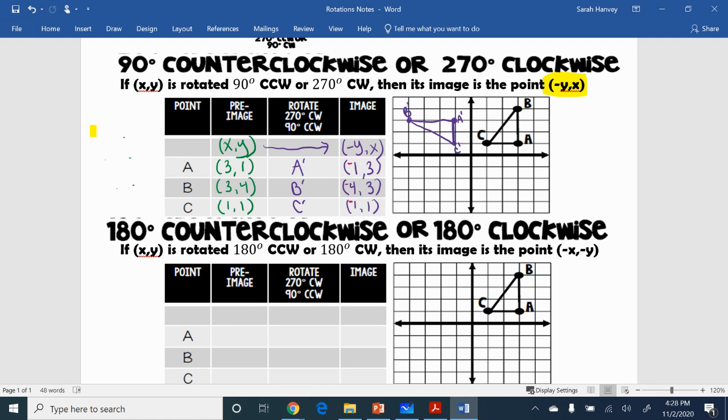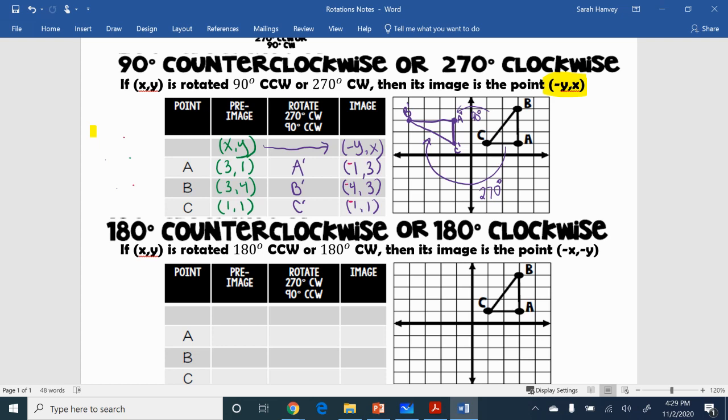So hopefully you can see that from this point to this point, that is a 90-degree rotation. We just took that and rotated it 90 degrees. And that is counterclockwise, or you could think of it as 270 degrees clockwise. So it would be 90 degrees going counterclockwise, or you can do it as 270 degrees going clockwise.